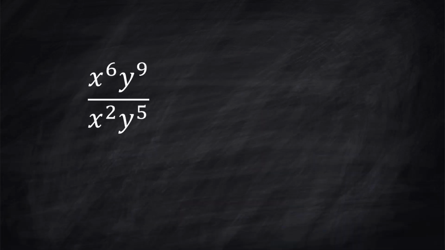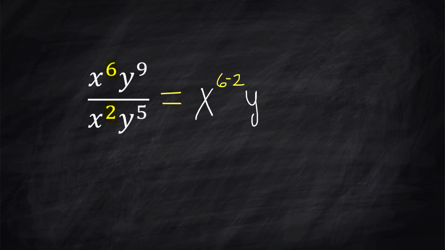X to the 6th times y to the 9th divided by x to the 2nd, y to the 5th. All right, for these, you treat each variable separately. So starting with the x's, we're going to do x to the 6 minus 2 times y to the 9 minus 5. Do the subtraction. Our final answer is x to the 4th, y to the 4th.